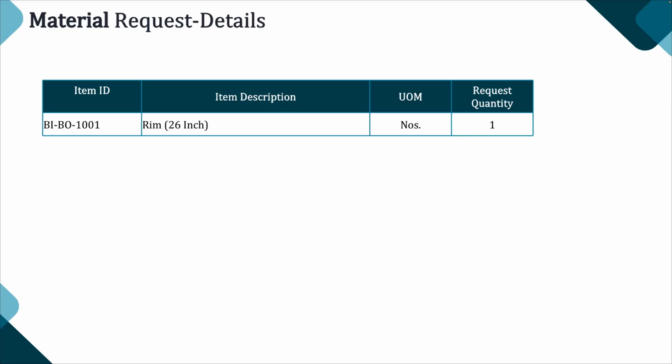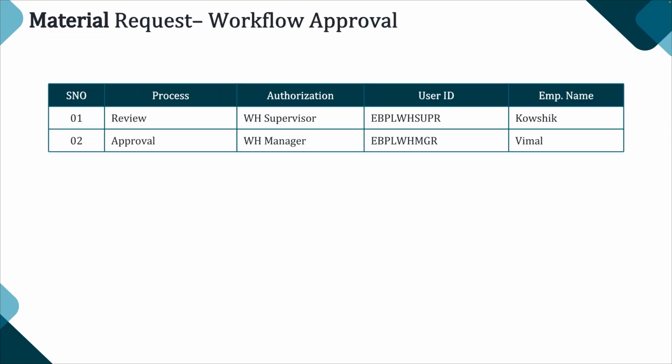This slide consists of your material request details. This is the corresponding detail which you are going to enter on our material request screen, which consists of your item, the request quantity of 1, and the unit of measurement, which is numbers. And this slide consists of your workflow approval. Here it consists of two processes: one is reviewing and the other is approving the document. When it's reviewing, Kaushik, who will be acting as a supervisor, will review the document and forward it to our warehouse manager, who is Vimal here.